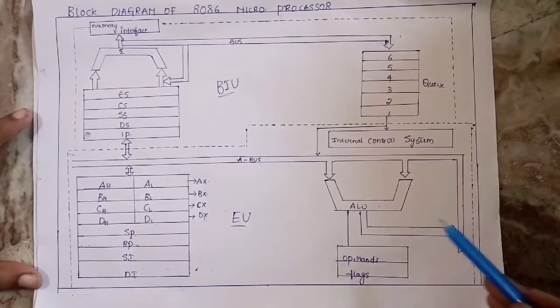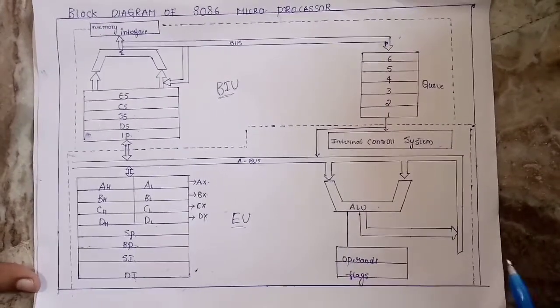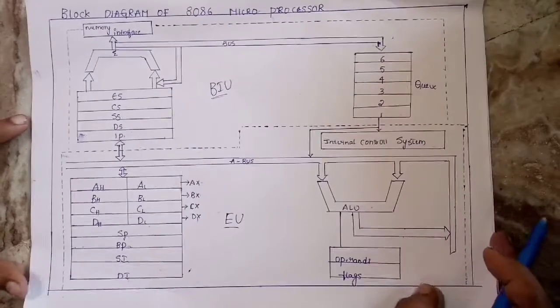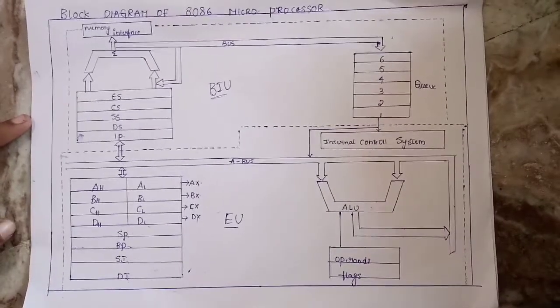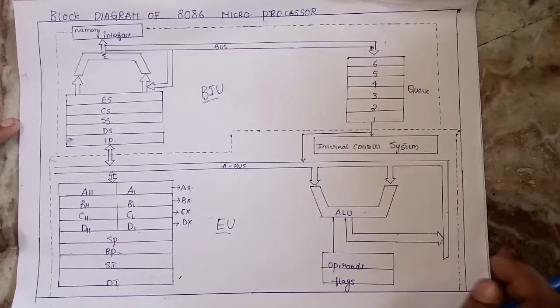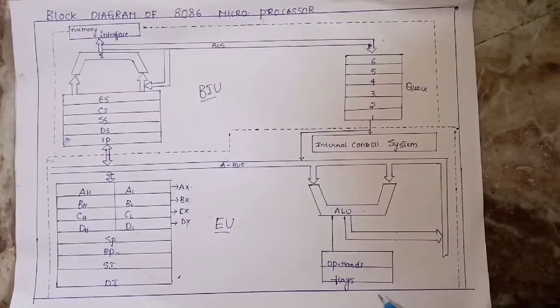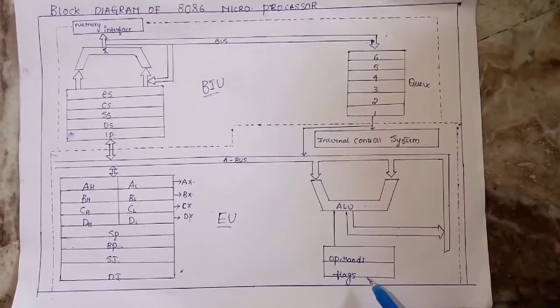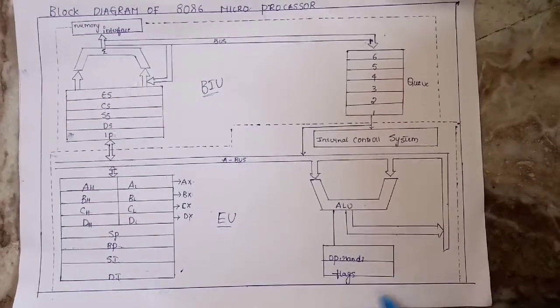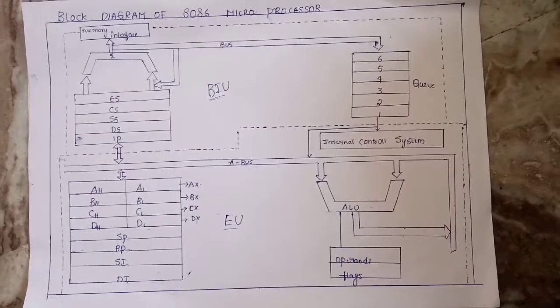In this, we have the ALU. The ALU is used to perform the arithmetical operations by using the operands which are given by the programmer. And here we have the flag register. In the flag register, we have 6 status flags and 3 control flags.